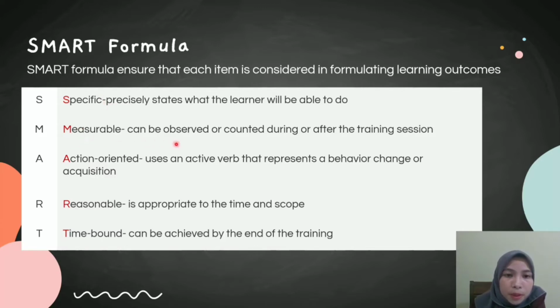Measurable. Measurable means it can be observed or counted during or after the training or teaching session. Action-oriented. It uses an active verb that represents a behavior change or acquisition. Reasonable is appropriate to the time and scope. Time-bound. It can be achieved by the end of the training. So, in order to write good learning outcomes, it must follow this SMART formula.